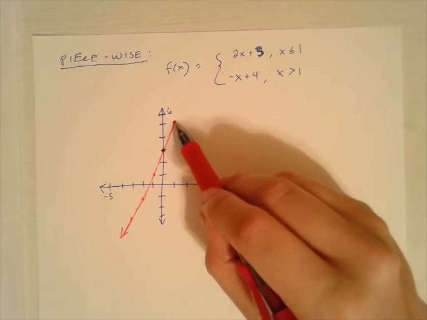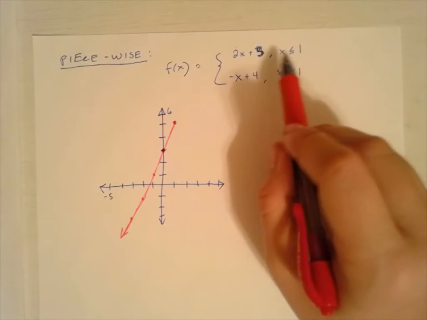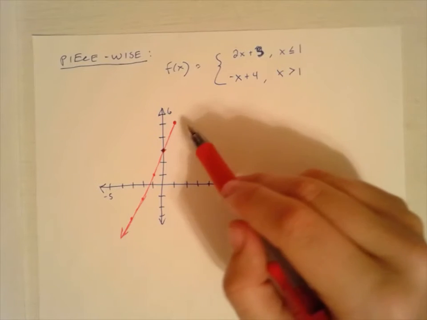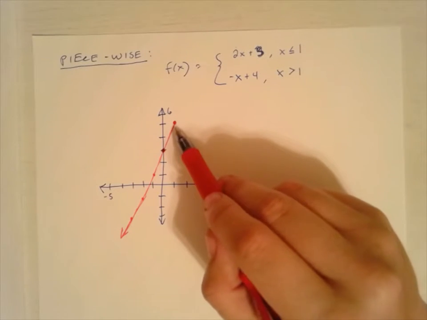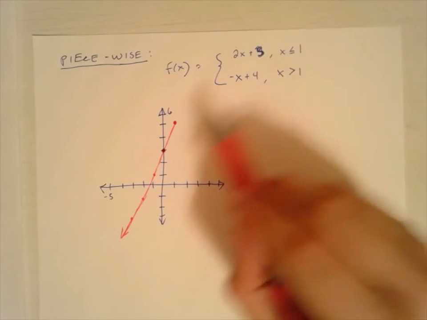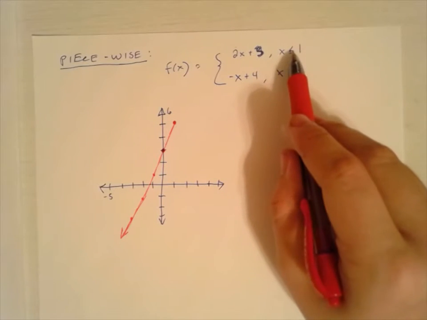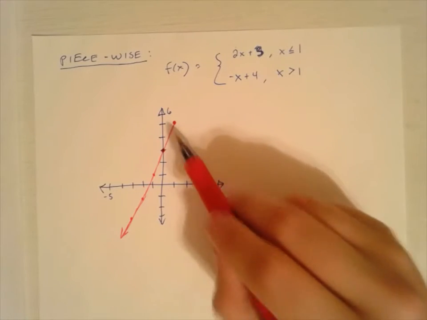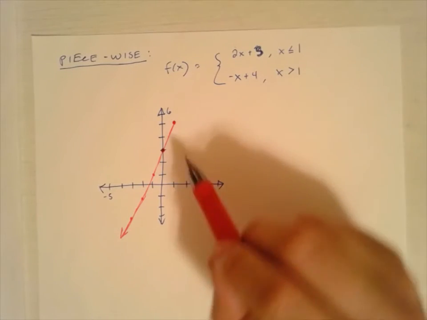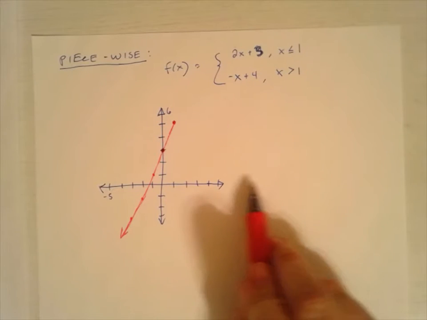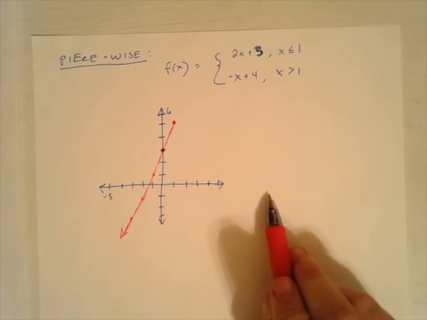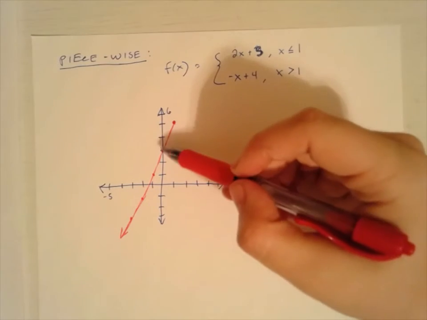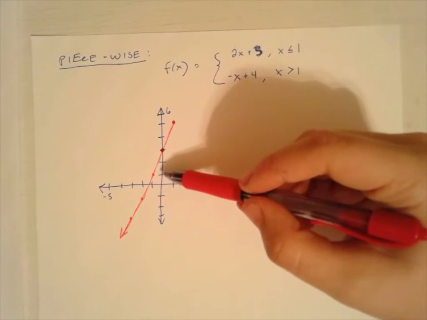This graph, 2x plus 3, stops here. This graph stops as soon as we get to 1, and then it's everything smaller than 1. And notice I also put a closed circle here at the end, because this is valid for everything less than or equal to 1. So I must have a closed dot at 1. Now, for everything greater than 1, right, here's 1, everything greater than 1, I need to be the function negative x plus 4. So I'm going to kind of just shadow draw that.